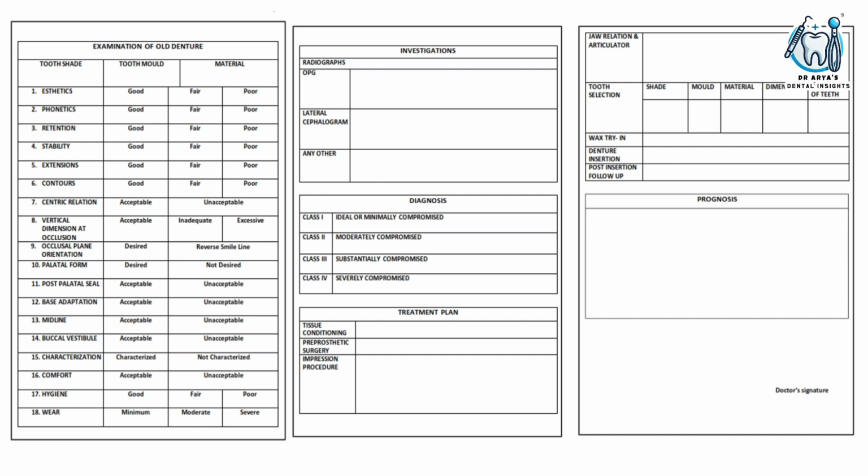Then finally concluded with the diagnosis, that is class 1 ideally or minimally compromised, class 2 moderately compromised, class 3 substantially compromised and class 4 severely compromised. Then at last the treatment plan, that is tissue conditioning, pre-prosthetic surgery, impression procedure, jaw relation and articulator, then tooth selection, wax try-in, denture insertion, post-insertion follow-up, then finally prognosis.